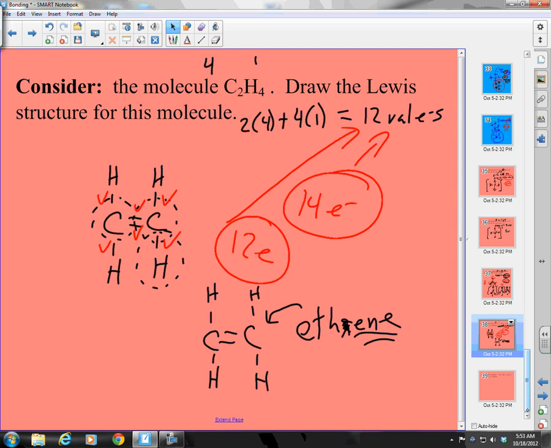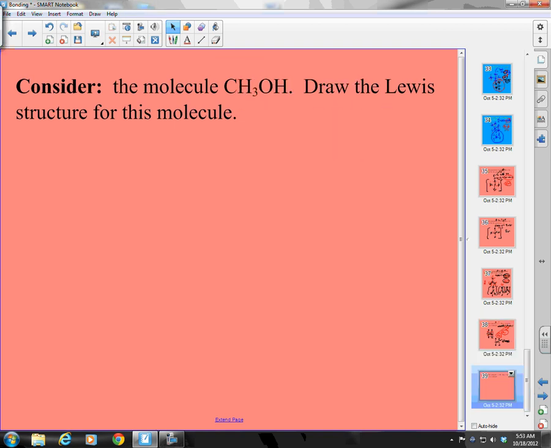Moving on to our last picture. Yay! And we are done with bonding. All right. This one's a little difficult, and we'll work through it together. I shouldn't say it's a little difficult. It's just a little different.